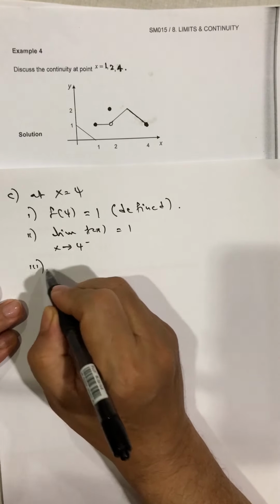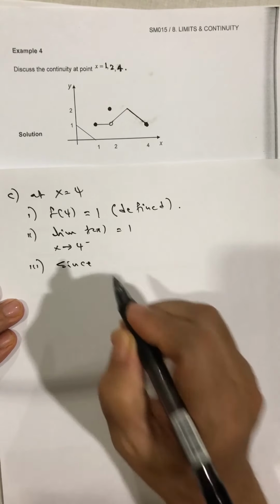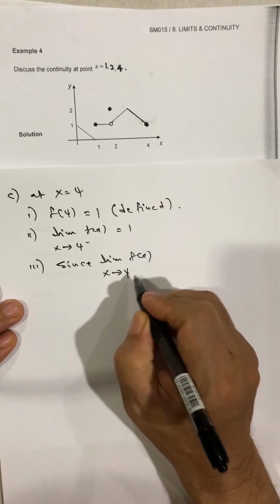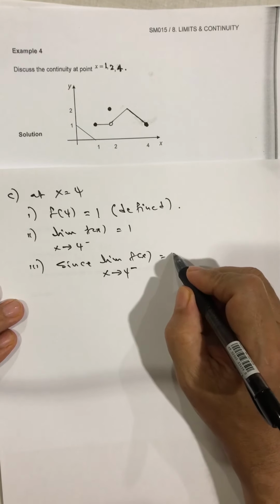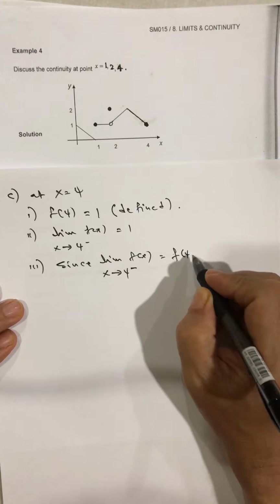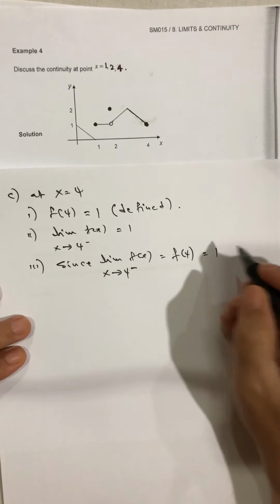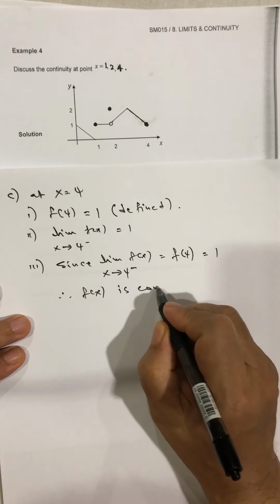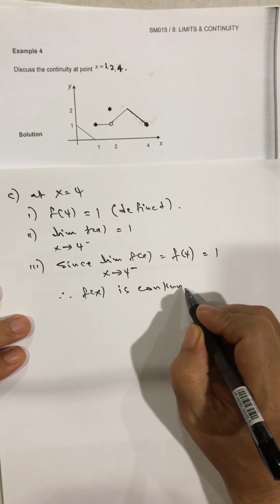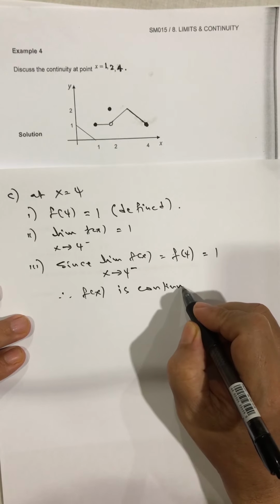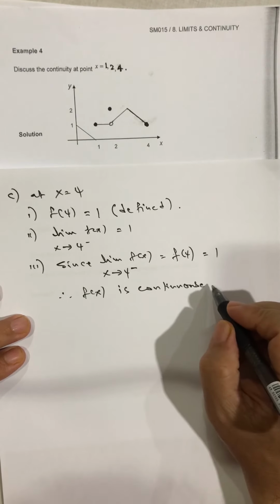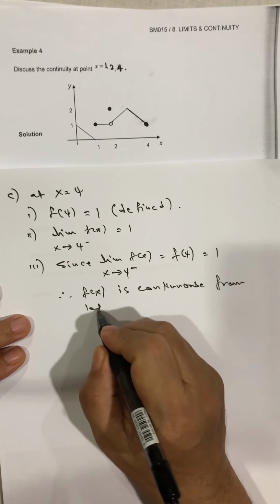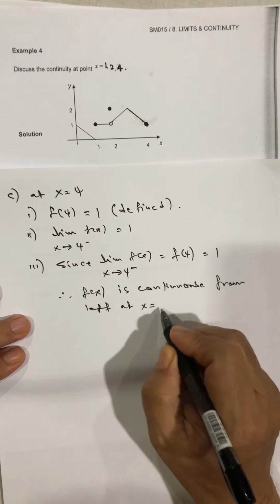And for our conclusion, since the limit of f(x) as x approaches 4 from the left is equal to f(4), which is equal to 1, we can say that f(x) is continuous from the left at x equals 4.